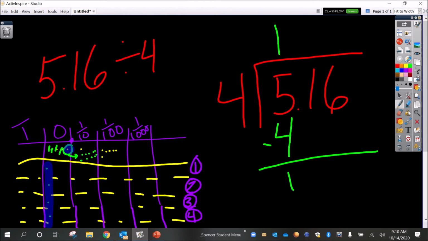To show the decomposing over on our standard algorithm, we bring the tenth down to make our new number. Well, we just decomposed our 1s into tenths by bringing the tenths place down. So we're now working with 11 tenths. That's exactly what was up in our place value chart, right? 11 tenths. Okay, well, let's go back to the place value chart to distribute 11 tenths equally across 4 groups.